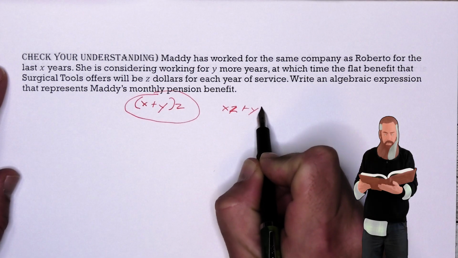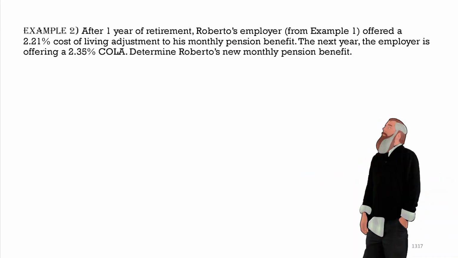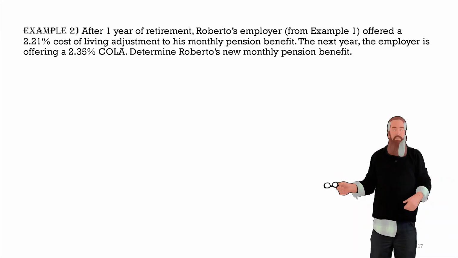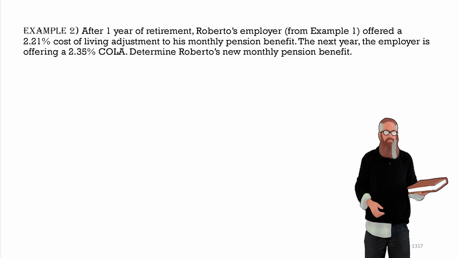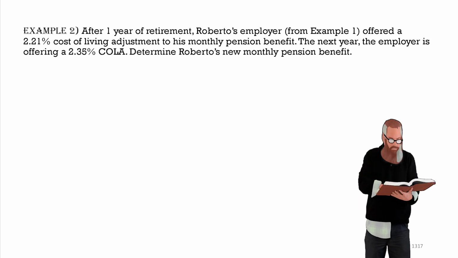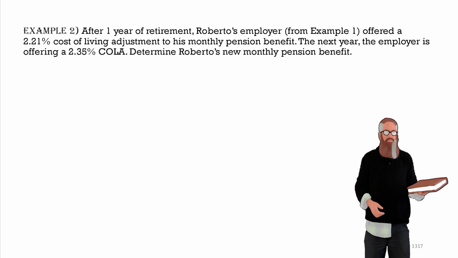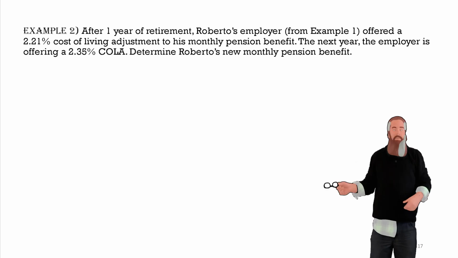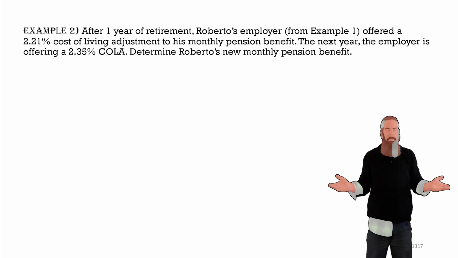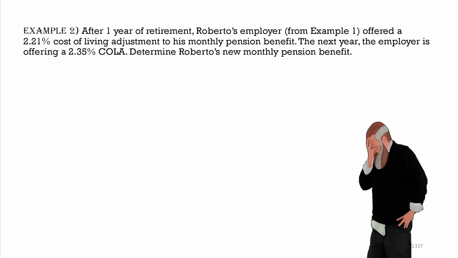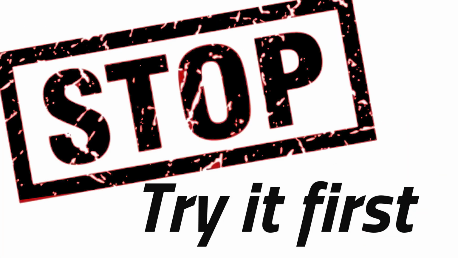Well, after 1 year of retirement, Roberto's employer, from the first problem, offers a 2.21% cost of living adjustment to his monthly pension benefit. The next year, the employer offers a 2.35% COLA. Determine Roberto's new monthly pension benefit.